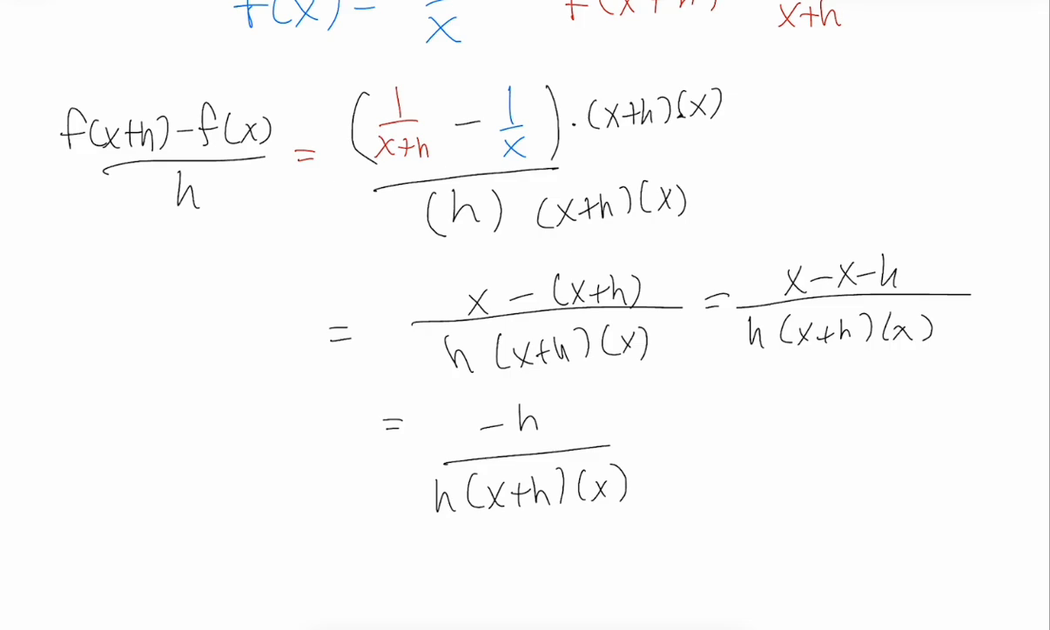Negative 2 divided by positive 2 is negative 1. Negative 3 divided by positive 3, negative 1. Negative h divided by positive h is negative 1. So your final answer for this question in iMath would be negative 1 over x plus h times x.